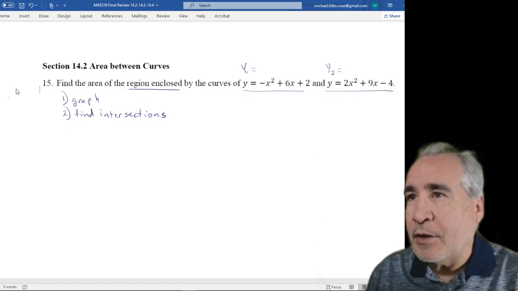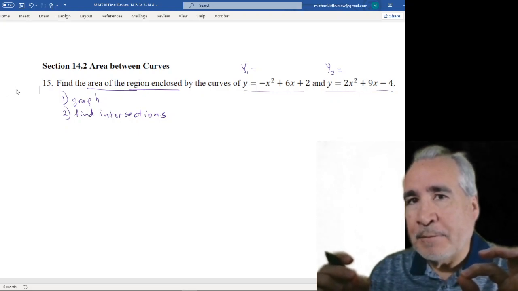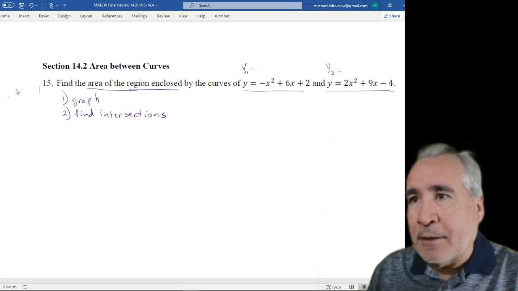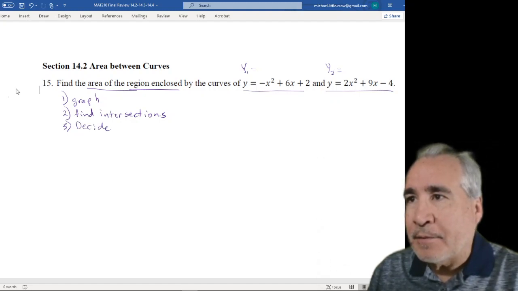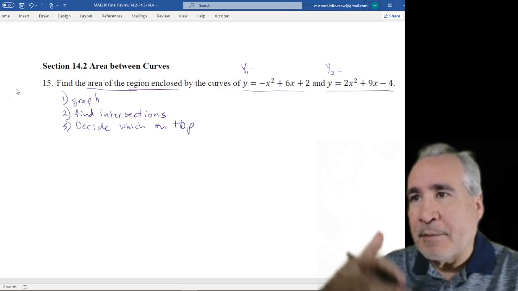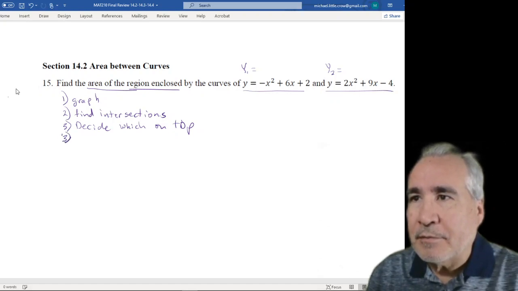Since it literally is just the area between these two, we're looking for those intersection points, and those also will become our bounds of integration. Then we're going to decide which one is greater, which one is graphically on top. That's the one we take, minus the other one, and then we integrate.